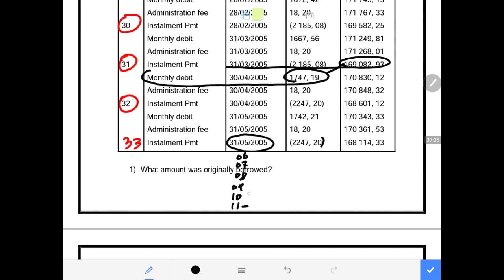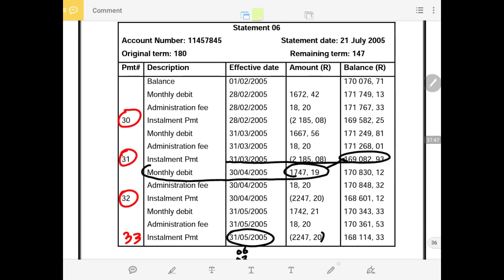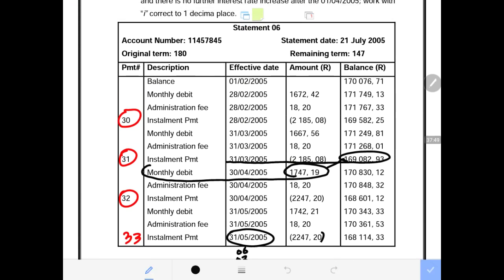That means we need to know the balance at the end of October. Take note, we need to know the balance at the end of October so that we can add interest. Why are we doing that? Remember, in our statement, this is the balance. I want to look at the balance at the end of the period. This is the balance at the end of February. How did you calculate the interest? We can see that monthly debit, the interest, this is the interest for which month? For the month of March.